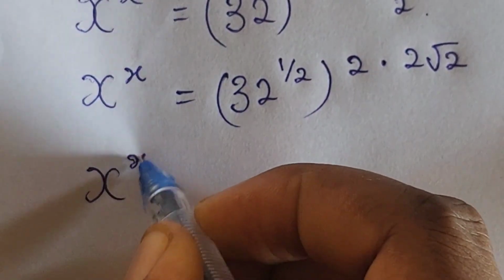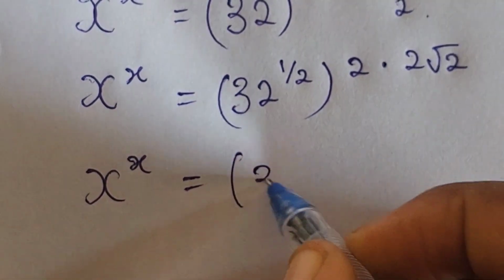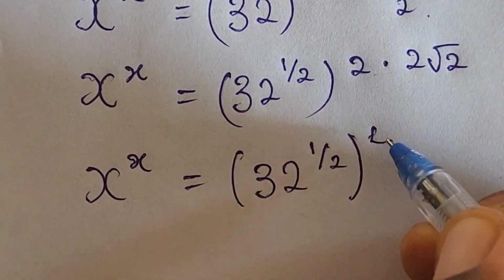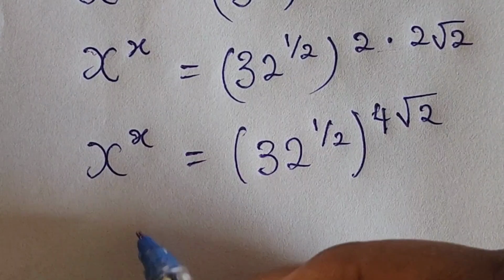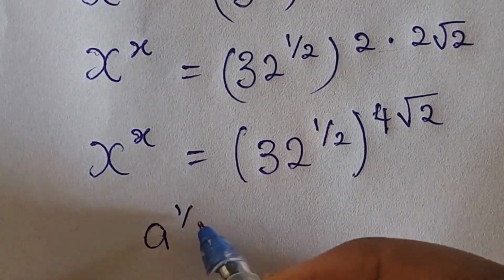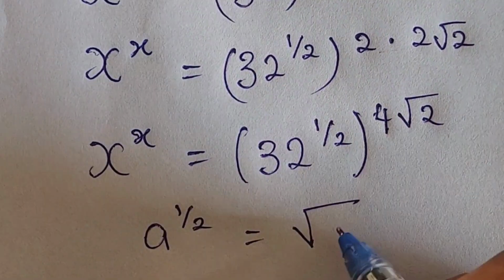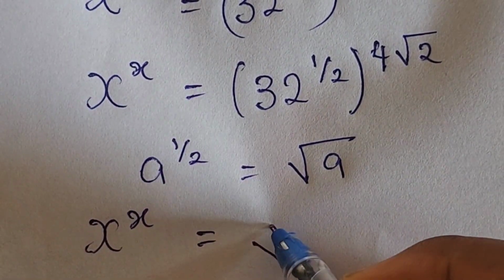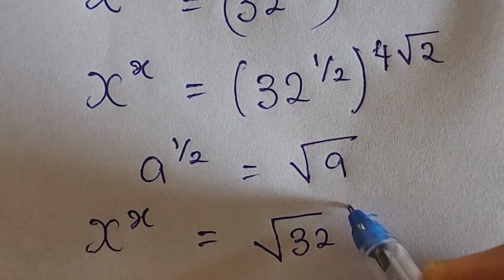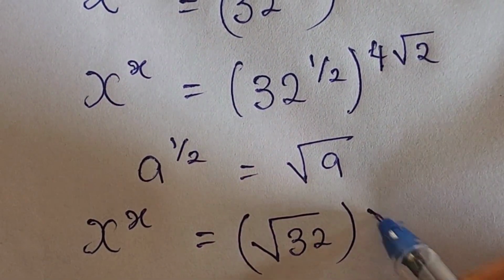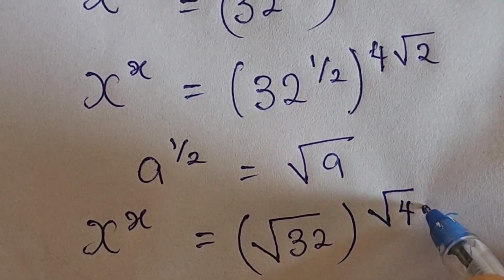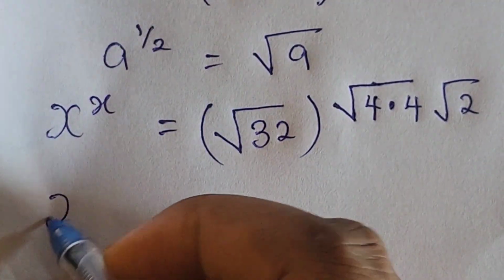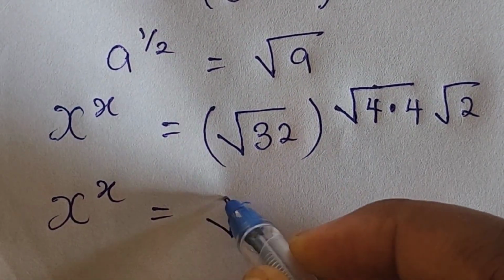So we have x to the power of x, which is equal to 32 to the power of 1 over 2. Multiplying the powers here, we have 4 root 2. But let's recall that when we have a to the power of 1 over 2, this is the same as root a. So this equation becomes x to the power of x is equal to the square root of 32 further raised to the power of 4 times root 2.